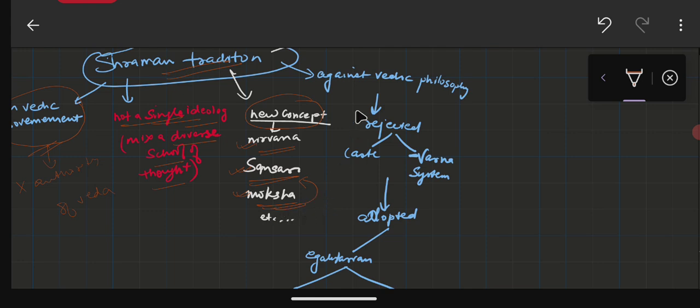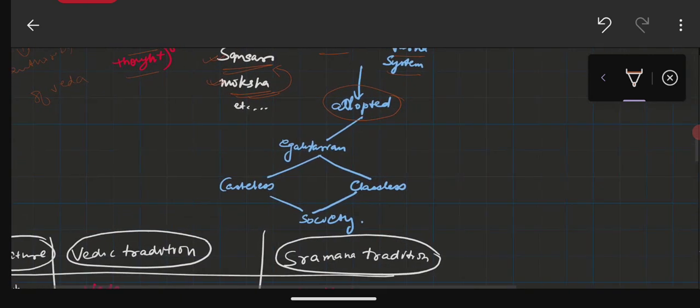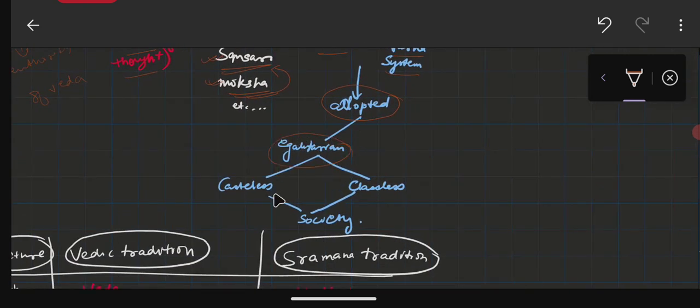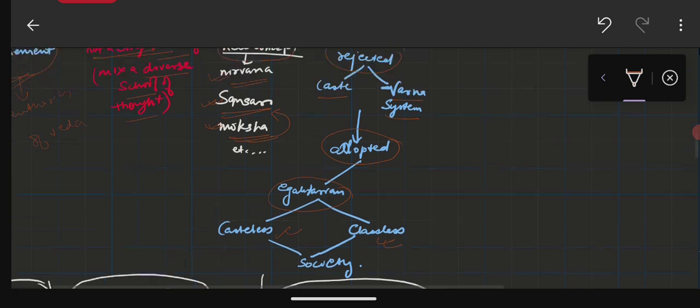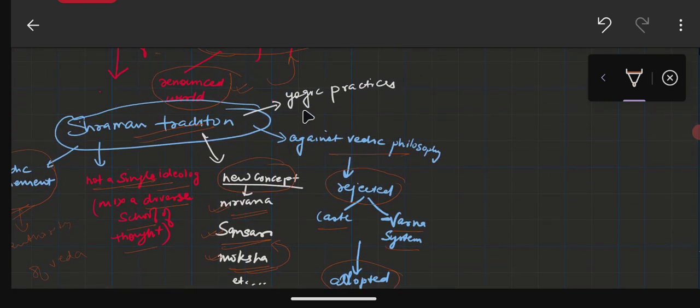That is Moksha. Shraman tradition was against the Vedic philosophy. Why? Because Shraman tradition rejected caste and Varna system and adopted the concept of egalitarianism, which is basically a casteless and a classless society. And Shraman tradition also led to the development of many yogic practices. For example, Dhyan got popularized from Buddha itself, which is basically meditation.